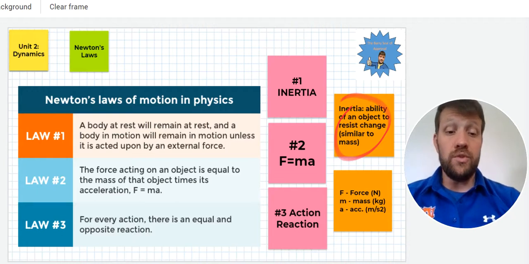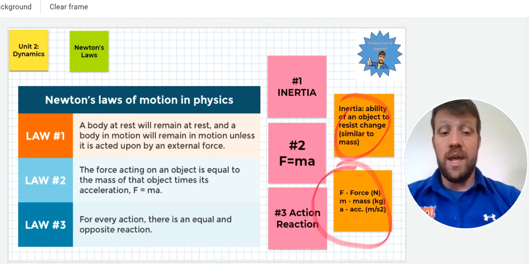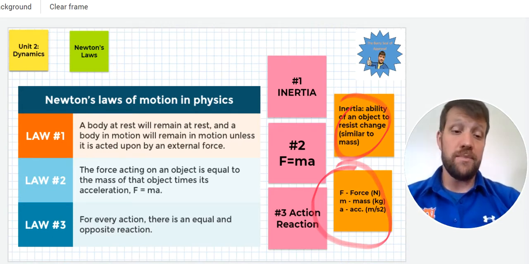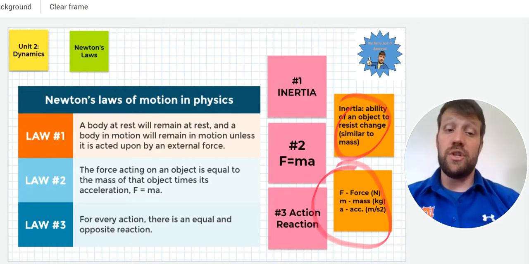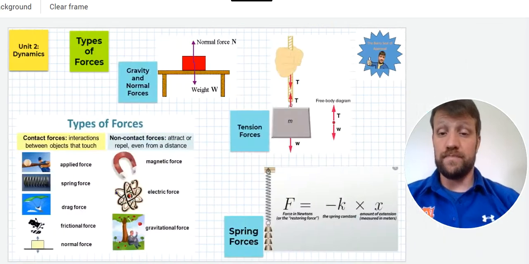Just to make sure we note before we move on, force is going to be represented with that F and measured in newtons, capital N. M, mass, is going to be measured in kilograms, kg, and A, acceleration, as we talked about in kinematics, is going to be measured in meters per second squared.